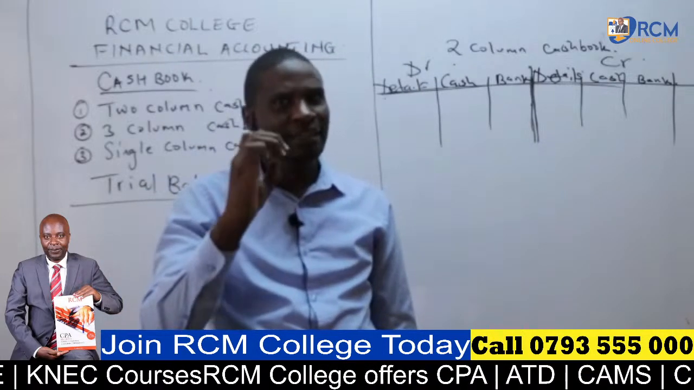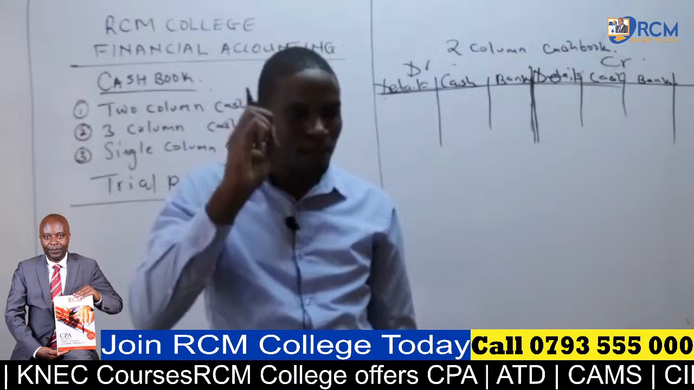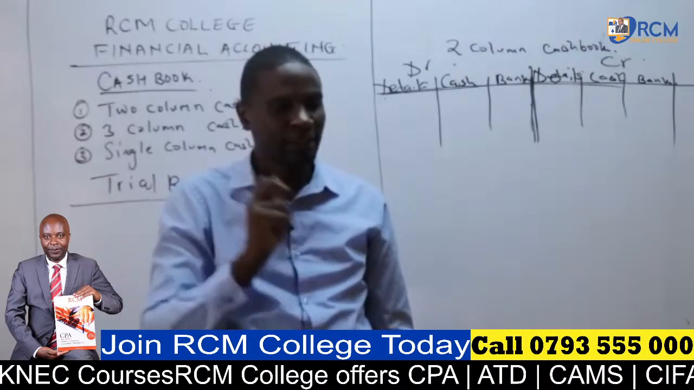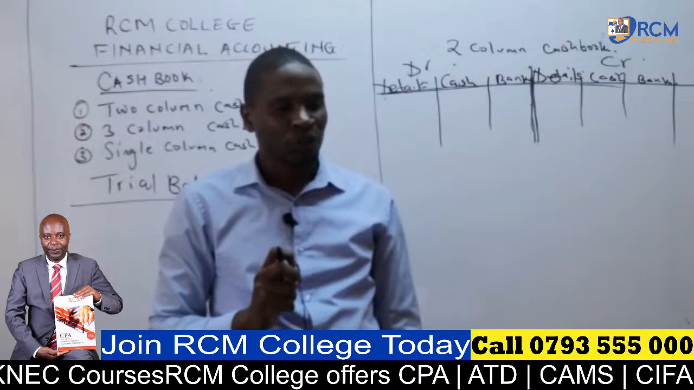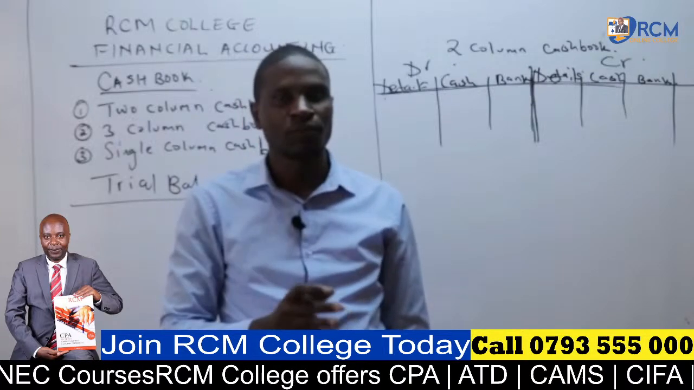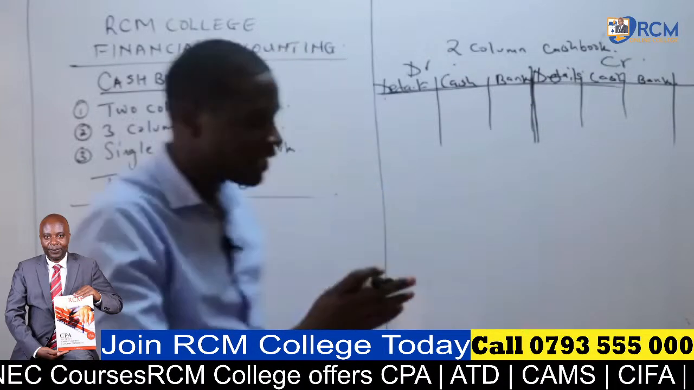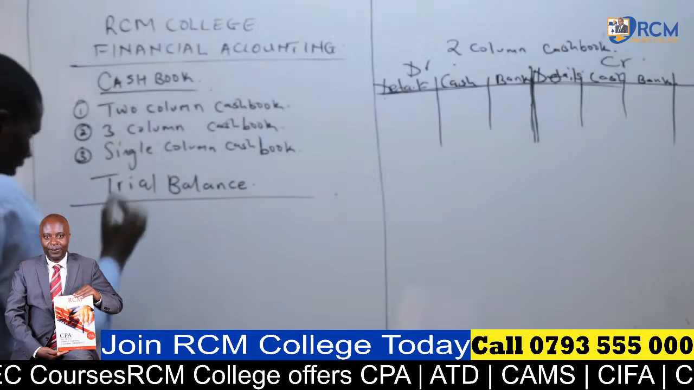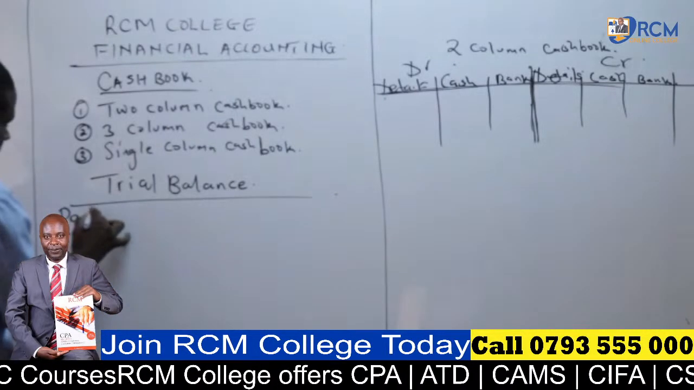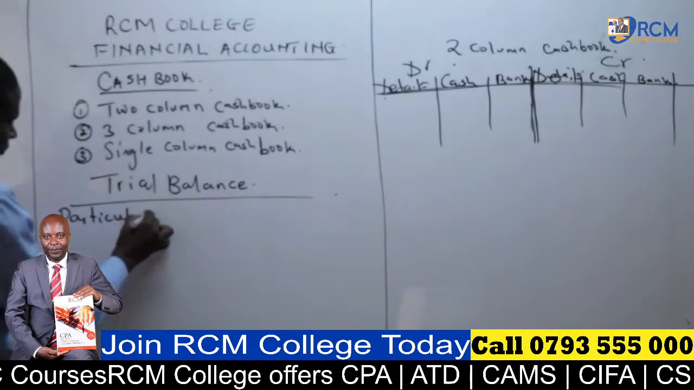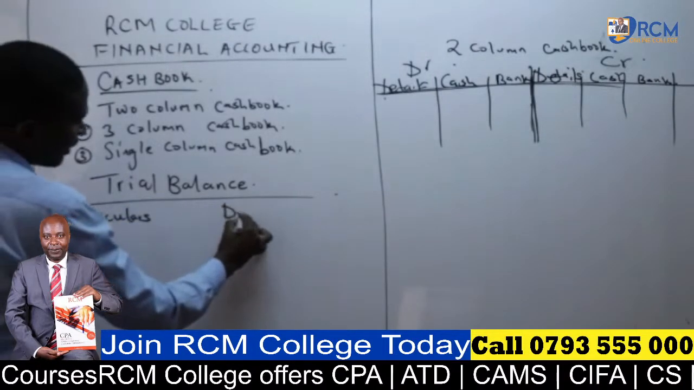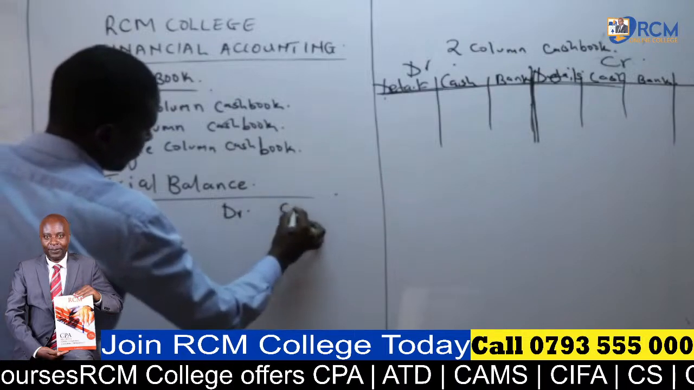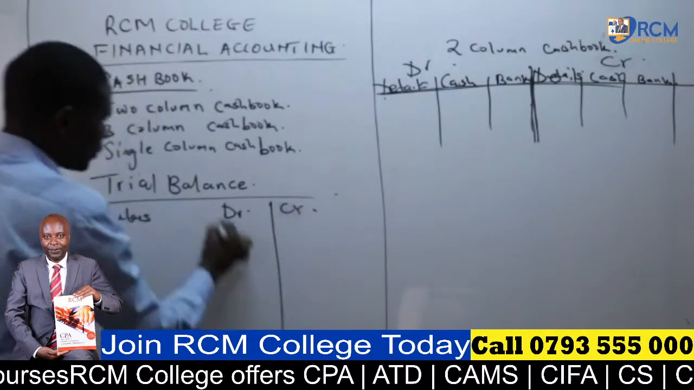Janet, I'm talking about trial balance. Jonathan, Tobia, Tatu, David, Billy. Okay, there's that column of detail, or the particulars. So the trial balance structure looks like this: particulars, and it has a debit and a credit column.